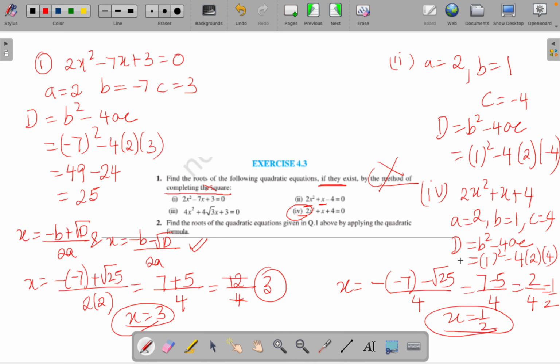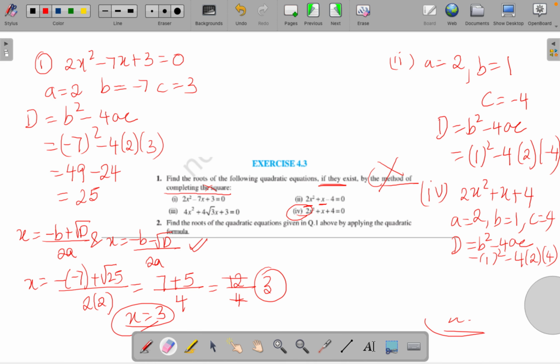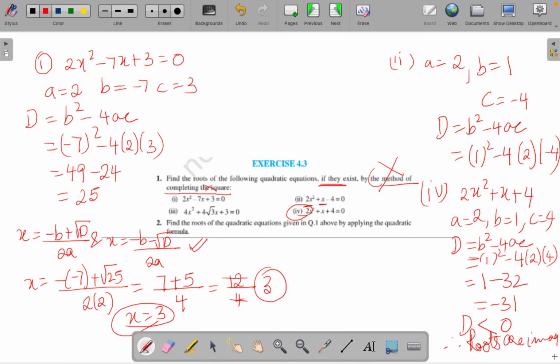So you can already see. Let me just take an eraser and delete this part. So you can already see here children that the value of D is going to come negative. So this is 1 minus 4 4s are 16, 32. So this is minus 31. So D is less than 0. Therefore, roots are imaginary, or we will say in this case does not exist.